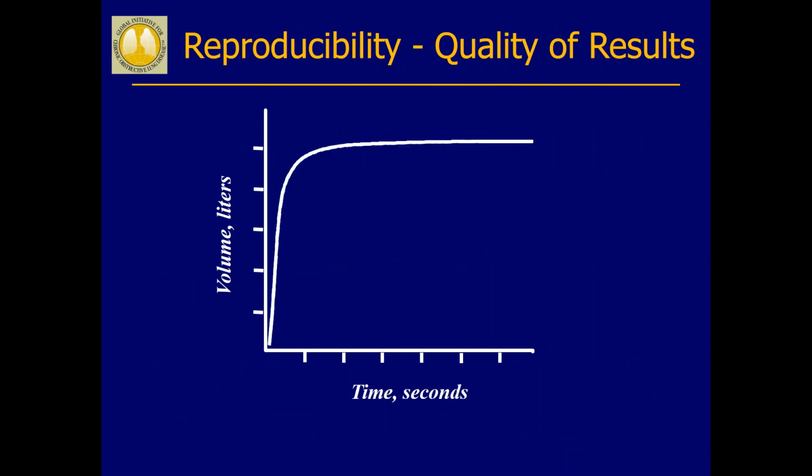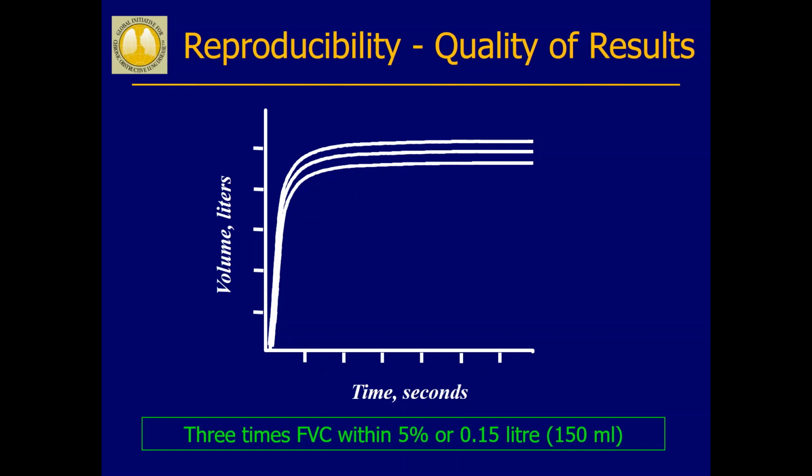So this is considered reproducibility, quality of results. If you have tracings that look like this, it looks pretty reproducible, right? It's 3 within 100 mLs of each other, and it looks fairly standard. And so you would say, hey, looks like you did the FEV 3 times, and they seem to be within the metrics that we're looking for.